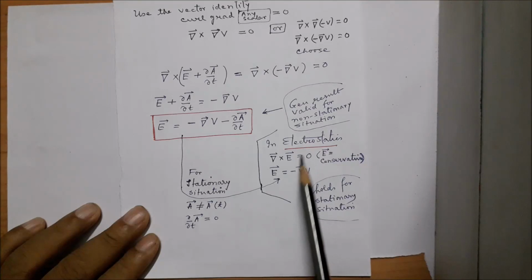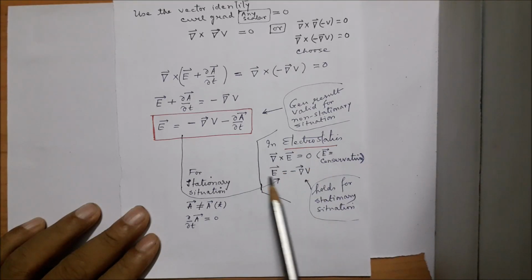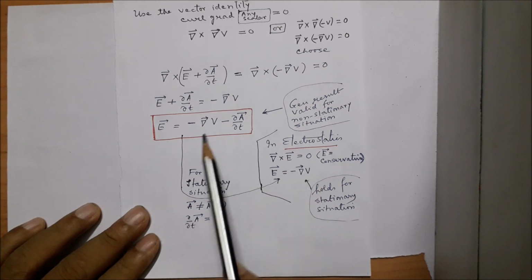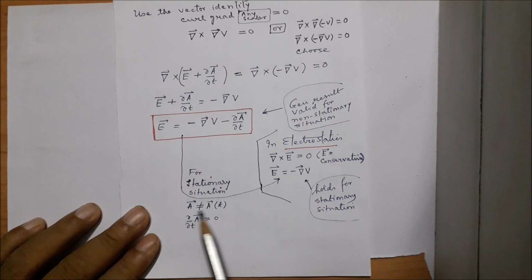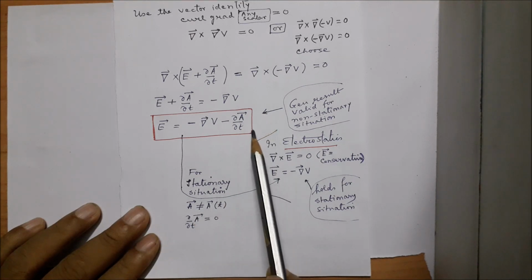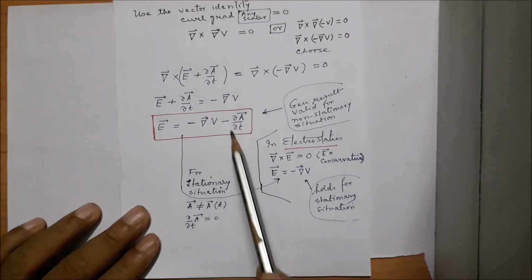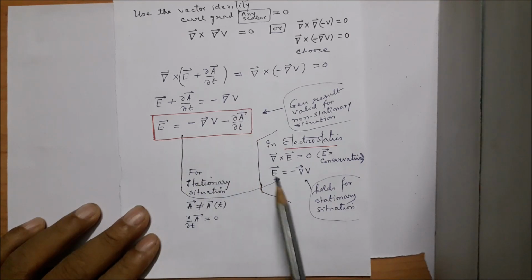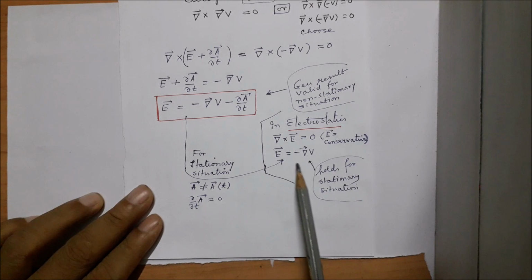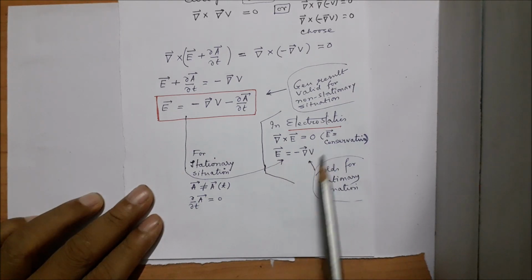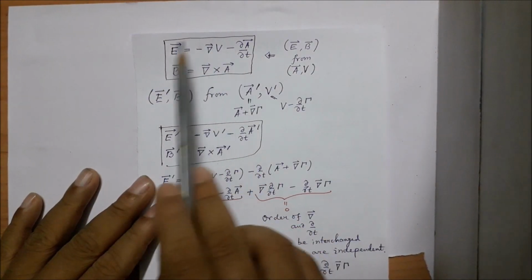Now in electrostatics we had E conservative, which led to E equal to minus grad V. The same result is obtained from here if there is no time variation, that is if A is explicitly time independent. If it does not contain time explicitly, then del A del T becomes 0 and we end up with E equal to minus grad V, the stationary situation result, and this is called electrostatic field. We therefore end up with this result.